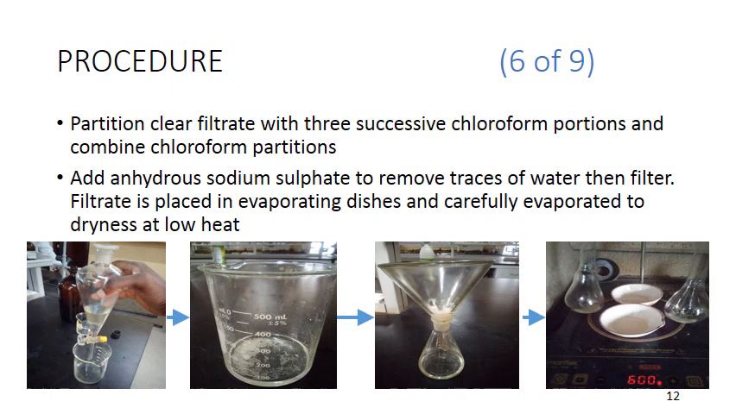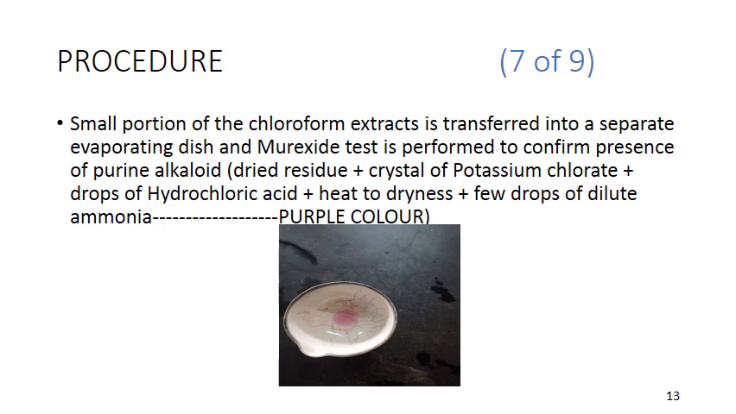The clear filtrate was then partitioned in 3 successive chloroform portions. Now these 3 chloroform portions were combined and anhydrous sodium sulfate was added to remove any traces of water. The chloroform partitions were then placed in evaporating dishes and carefully evaporated to dryness at low heat. A small portion of the chloroform extract was transferred into a separate evaporating dish, and Murexide test was performed to confirm presence of purine alkaloid. You can see the steps there and you can see them in your manual.